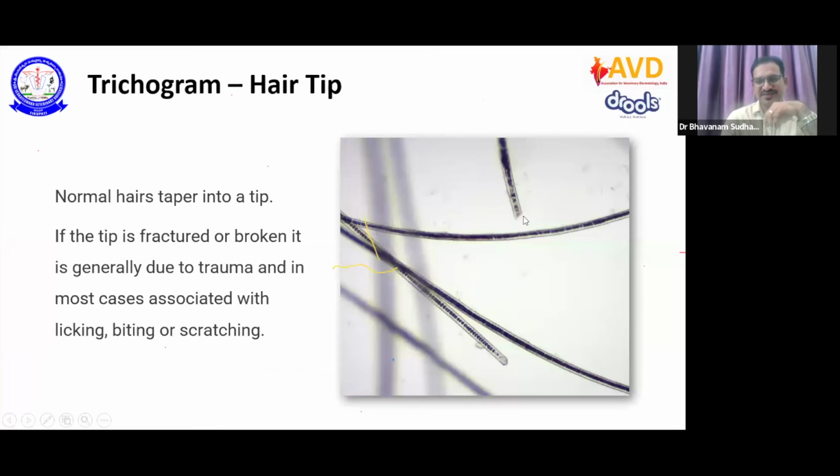Next, we need to go for examination of the tip. Hair tip you need to examine. This gives information about secondary trauma, the pruritic sign.